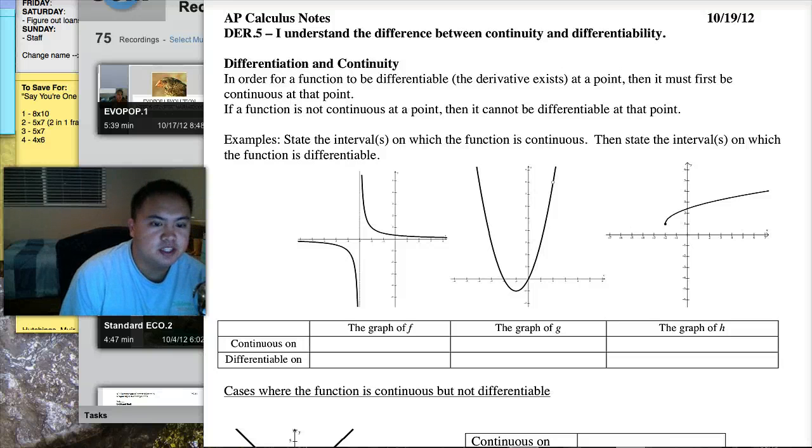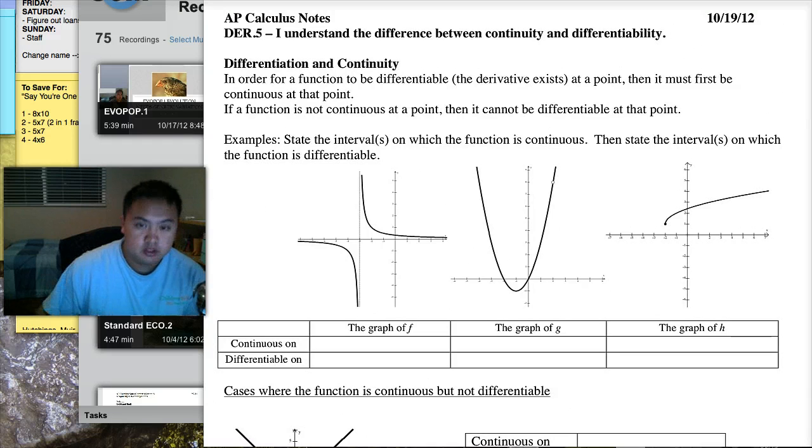Hello class, in this lesson we're going to learn about the difference between continuity and differentiability. First of all, I'm going to look at what it means to be differentiable and continuous. In order for a function to be differentiable, or in other words, for the derivative to exist at a point, it must be continuous at that point. So for a function to be differentiable, it has to be continuous. And if a function is not continuous, then by default it cannot be differentiable.